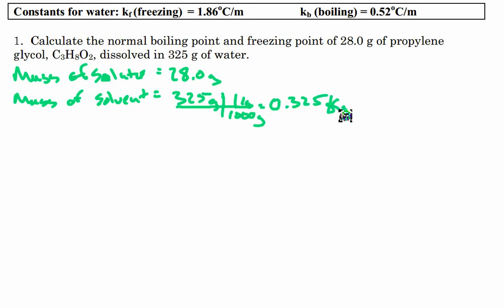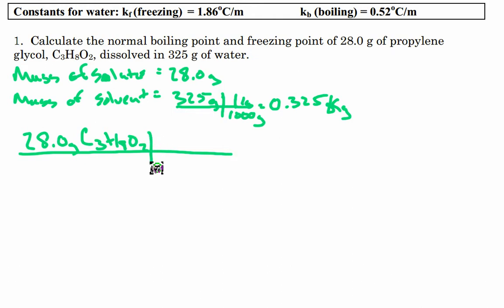Now what we need to do is convert our 28 grams of propylene glycol into moles. So we're going to take our 28.0 grams of C3H8O2 and let's figure out our molar mass. So carbon right around 12, so this is going to give us 36 for that. Hydrogen's 1, there's 8 of them, so that'll give us 8 for that. And there's 2 oxygens, that'll be 32, so 32 plus 8 will give us 40, 40 plus 36 will give us 76 grams in 1 mole.